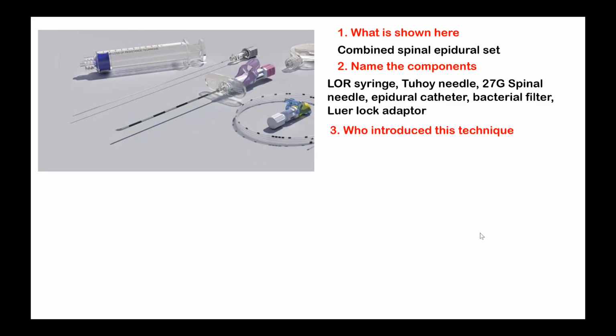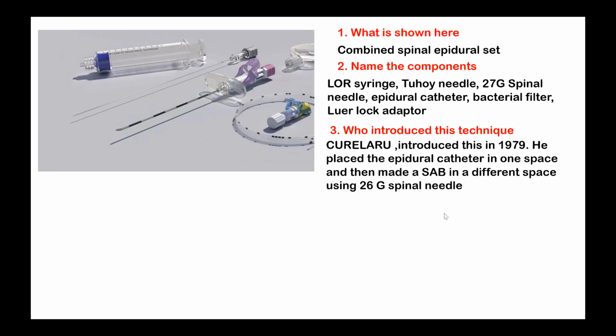Who introduced this technique of combined spinal epidural? This is by a person called Brownridge. He introduced this in 1979. He placed the epidural catheter in one space and then made a subarachnoid block in a different space using a 26 gauge spinal needle. He was not using the needle through needle. Initially, it was introduced as a double space block.